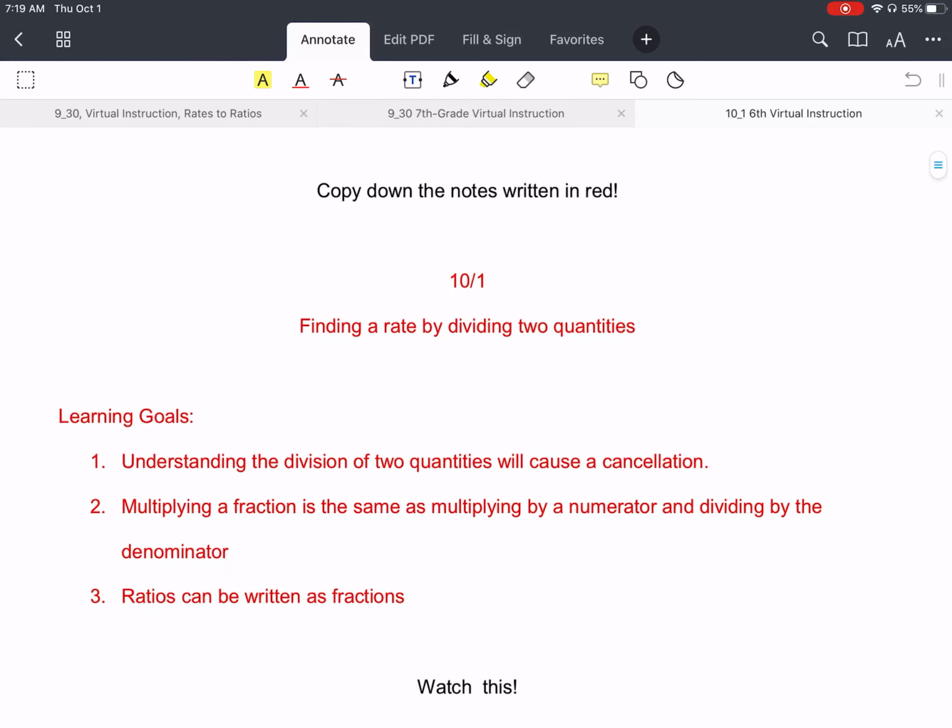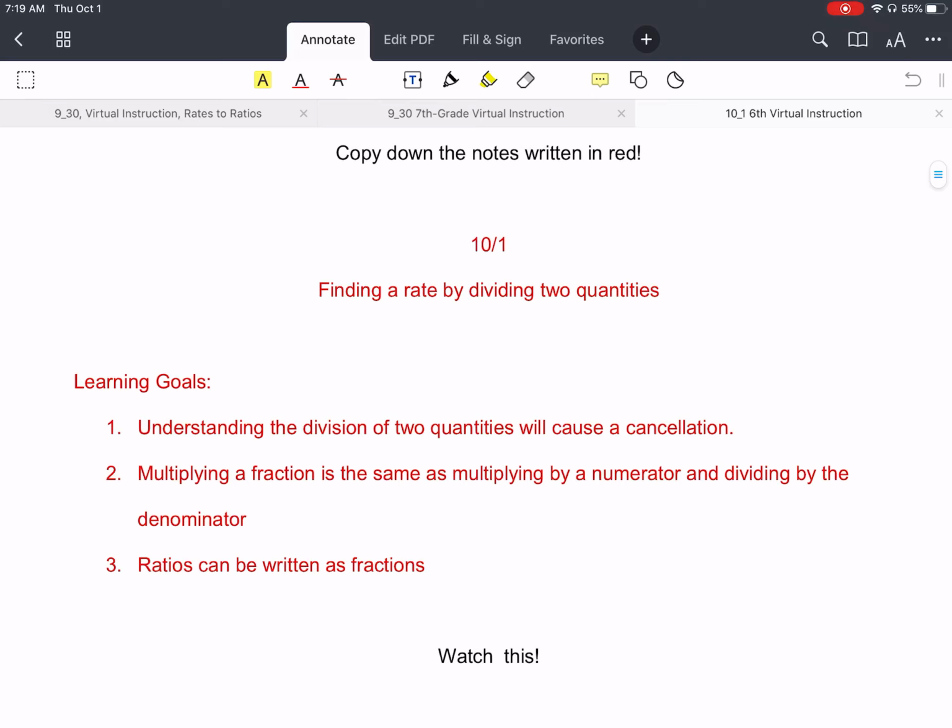Here are your learning goals. You can pause the video and copy down. Learning goal number 1, understanding the division of two quantities will cause a cancellation, and I will demonstrate that in a little bit. Number 2, multiplying a fraction is the same as multiplying by a numerator and dividing by the denominator. Again, I'll demonstrate that. And number 3 is one that we should already know, that ratios can be written as fractions.